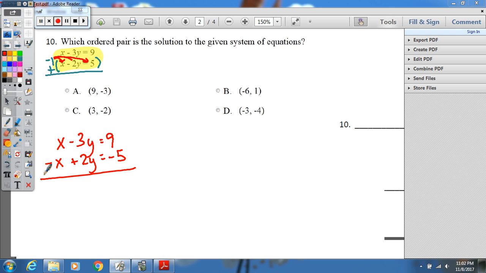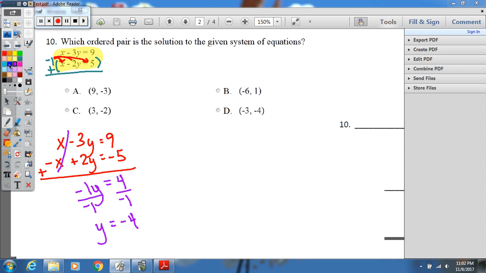Now I can go ahead and say add these two equations, because when I do this, x plus -x becomes 0. -3y plus 2y becomes -1y. 9 plus -5 becomes 4. Now I've got to solve it for y, so I'm going to come in and divide by -1. When I do that, I get y is equal to -4.